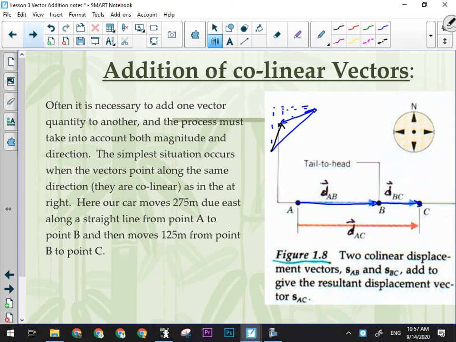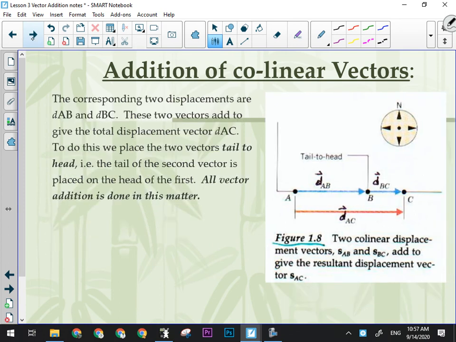Okay. All right, so everybody understands the collinear ones? They're pretty easy. So we've got those two displacements, we just add them together because they're both east. If one of them was west, then we would make one of them negative when we add them together. All right, so we draw them always like we said, tail to head. All vector addition is done tail to head, always, always.